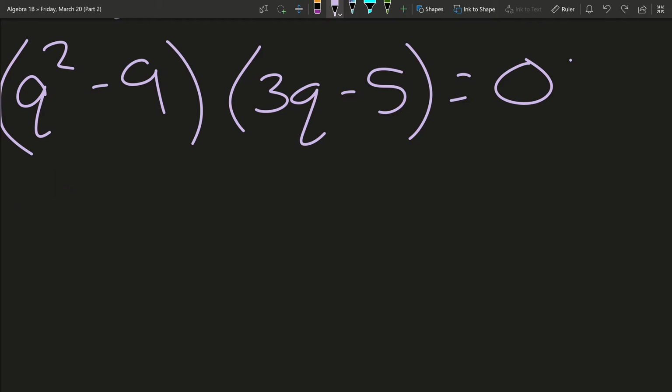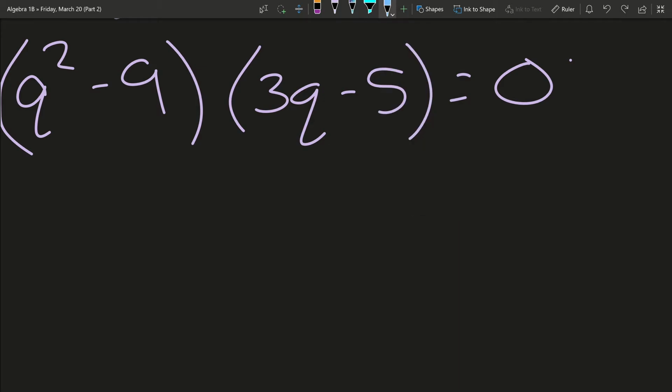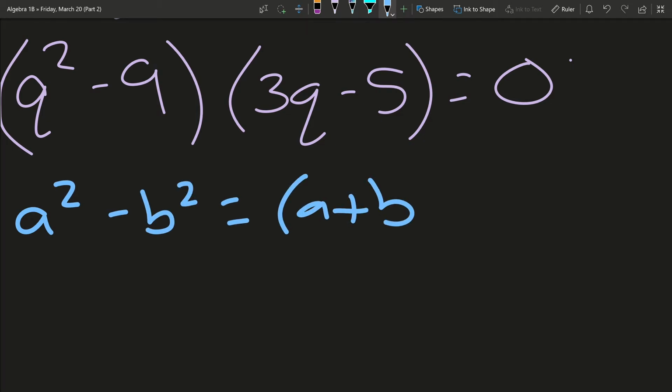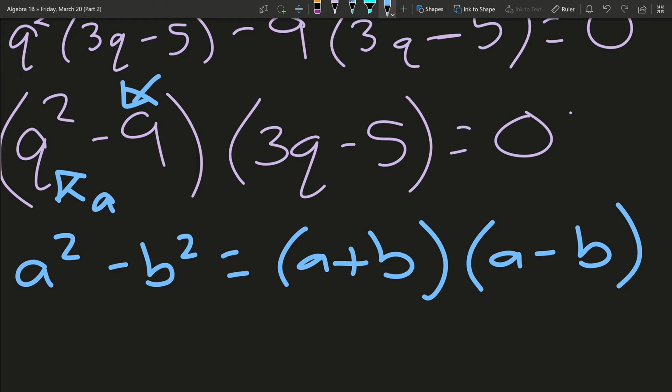We can use this formula to help us out. a squared minus b squared is equal to a plus b, a minus b. So, knowing that q squared minus 9, q would be our a, and 9 would be our b? Not quite. It's going to have to be 3 squared. So the 3 is going to be equal to b.